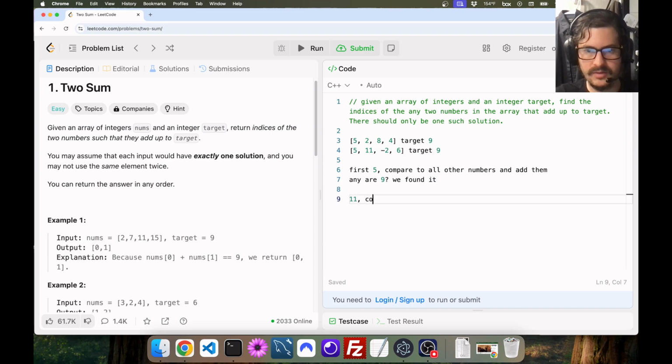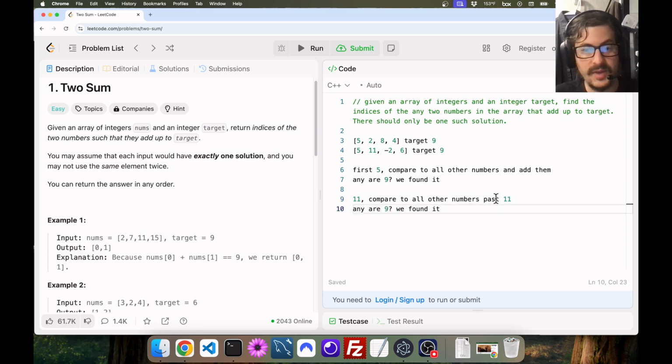11 compared to all other numbers. And in this case, I wouldn't look at the 5 before 11, right? Because why would I look at the 5? I already did 5 in the previous pass, so I'm not going to look at it again. Okay, 11 and -2. Okay, that's 9.